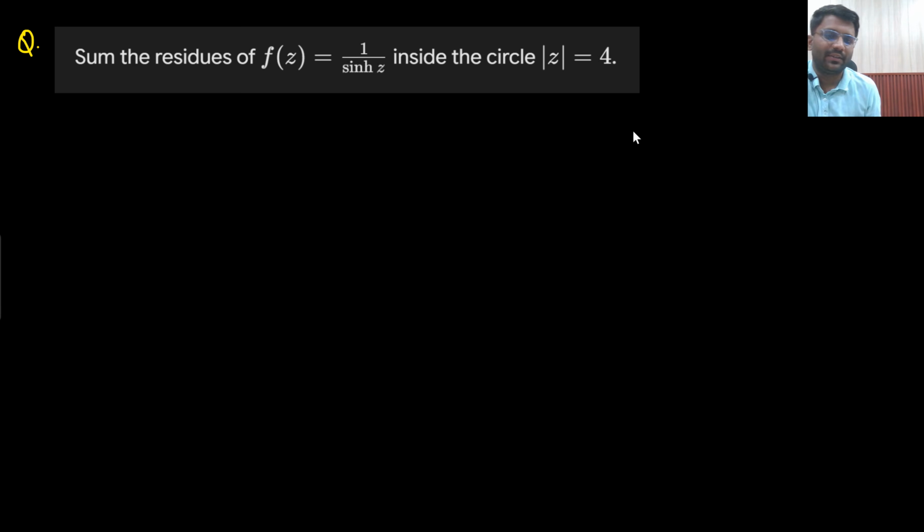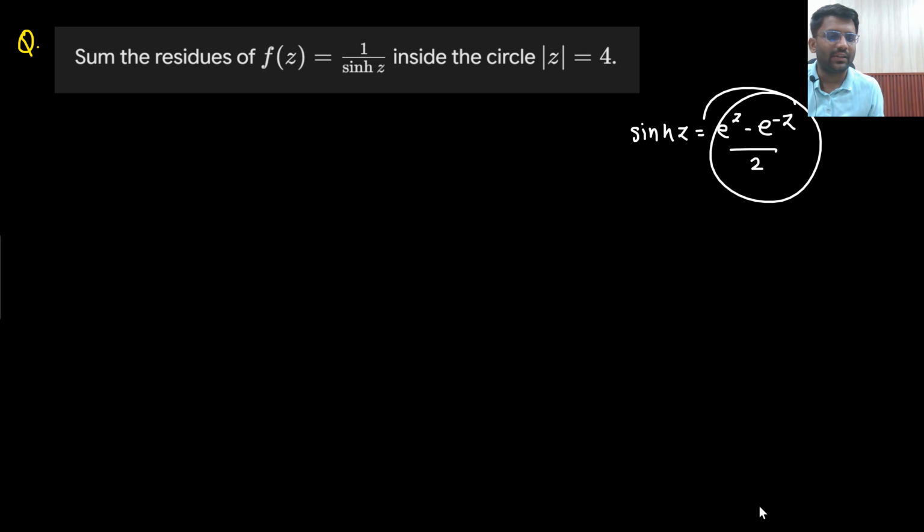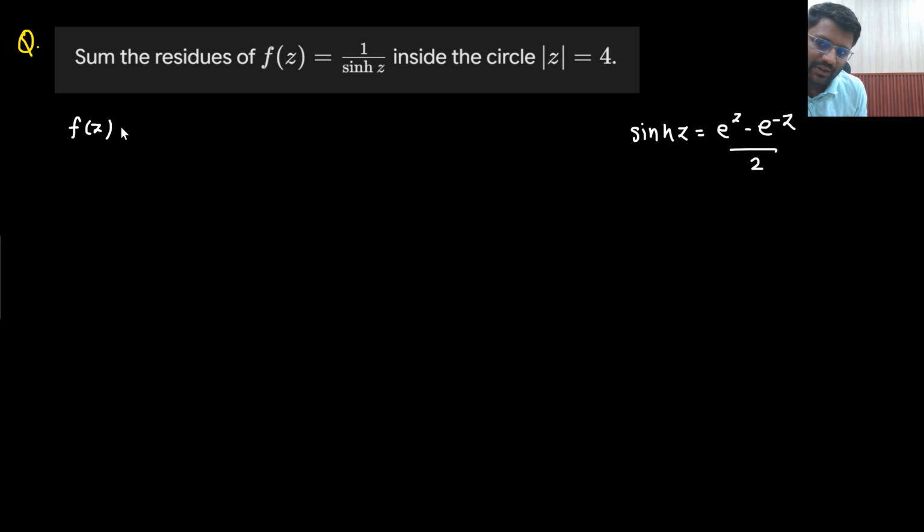Sine hyperbolic z. What is sine hyperbolic z? Sine hyperbolic z is nothing but e to the power z minus e to the power minus z, divided by 2. So in the examination, whenever you see a hyperbolic function, like cos hyperbolic or sine hyperbolic, what you do is deal with it in this way. Forget about the hyperbolic or anything. You solve your question in this way. That means in the examination, I would have changed my question in this way, like this.